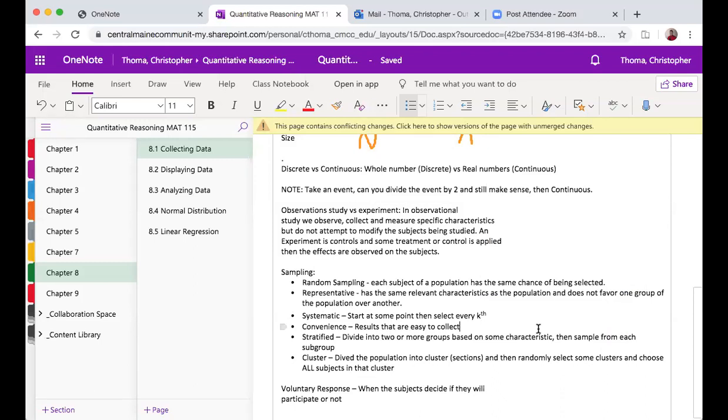So systematic basically, and you have to do this before you start collecting data. You can't change, like, all right, every 10th person is taking way too long, so I'm going to change it to the every 5th now. Once you pick what you're going to do, you stick with it.